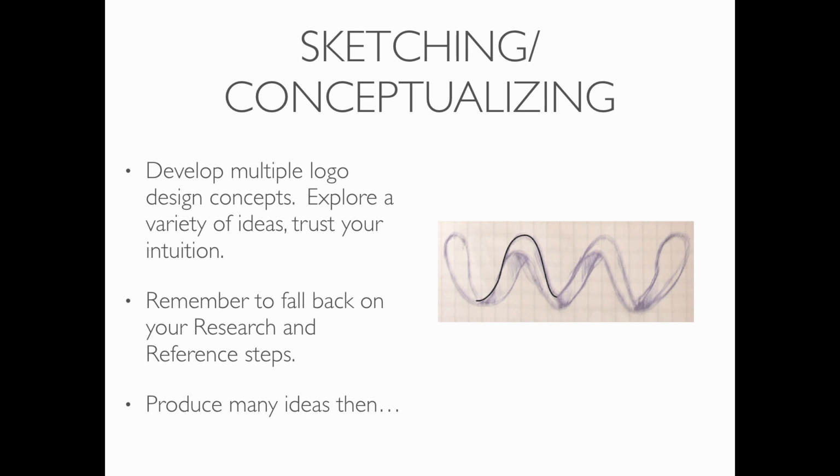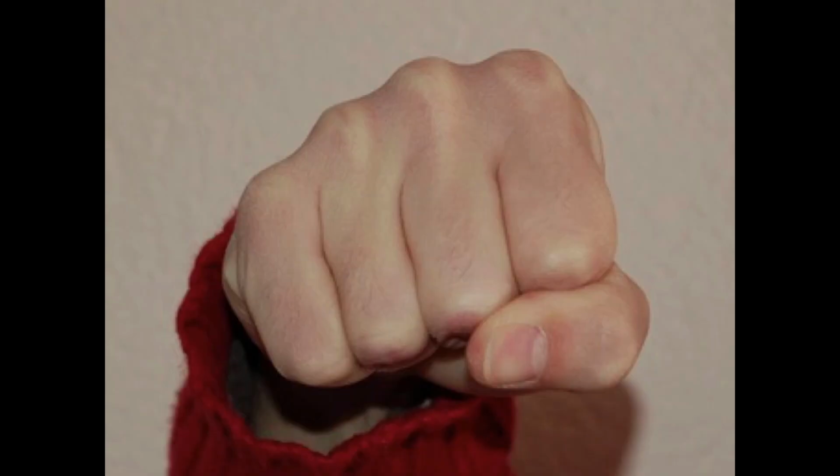Fall back on your research and reference steps. What else have you seen? What other things are going on in the industry, et cetera? You produce a bunch of ideas, and then you start to work through those ideas. So here's a couple examples. This one, they started with a photograph of somebody's fist. They said, okay, well, what does that look like in sketch form? Okay, this is kind of what it looks like. Then they evolved it and kind of clarified it, became more shape-like, distilled it down into more basic shapes.